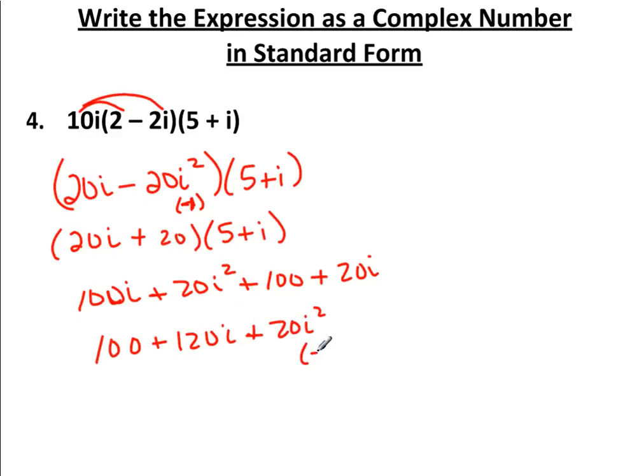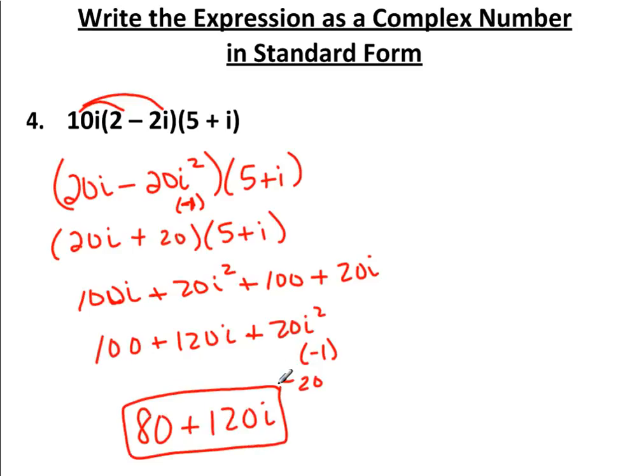Again, we don't want any exponents greater than 1 for my i's, so this is 20 times 20 times negative 1, which is negative 20. Now if I can combine my real components, I get 100 minus 20, which is 80, plus 120i. And now it's in standard form.